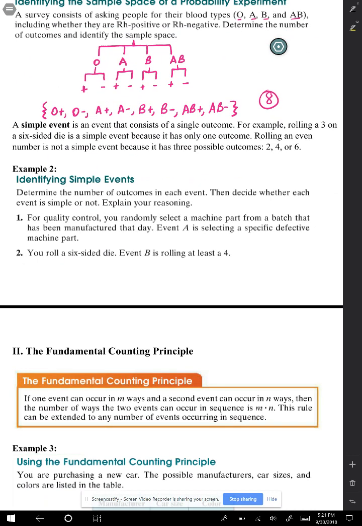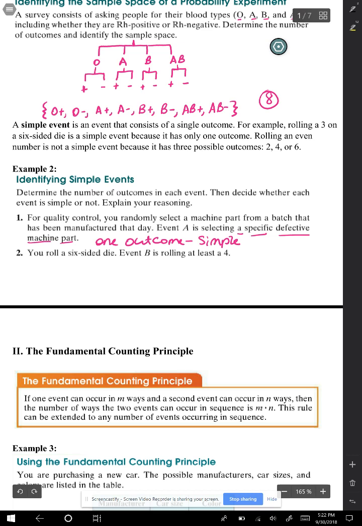Determine the number of outcomes and decide whether or not it is simple. For quality control, you randomly select a machine part from a batch that has been manufactured that day. Event A is selecting a specific defective machine part. So a specific part would be an exact part. So like if you had labeled all the defective parts and you said I wanted the probability of choosing part C, then there's only one way to choose that specific part. So this would be only one outcome, which would mean this is a simple event.